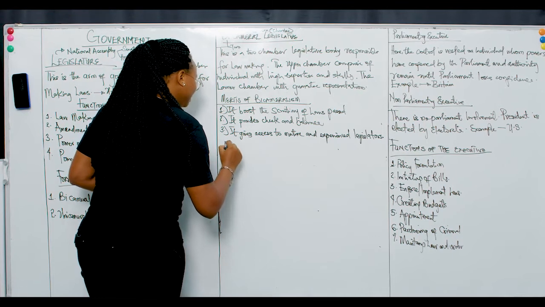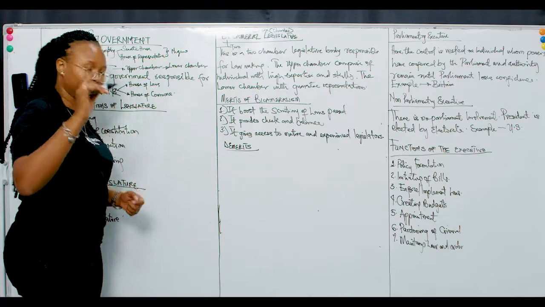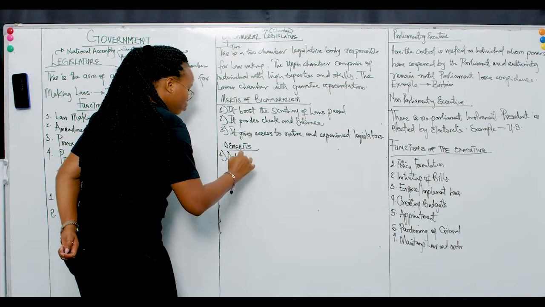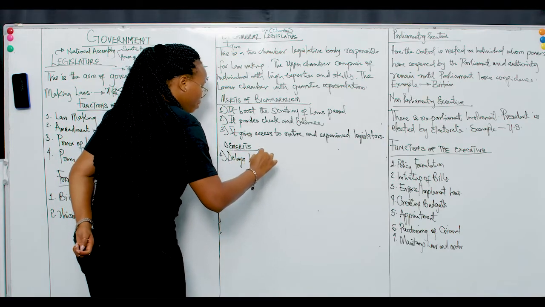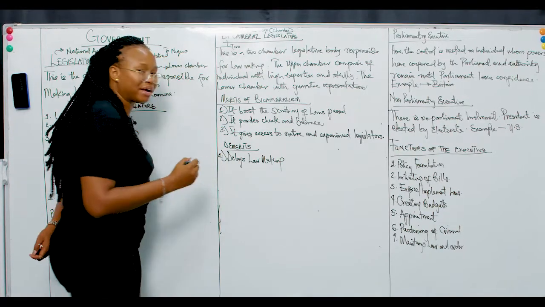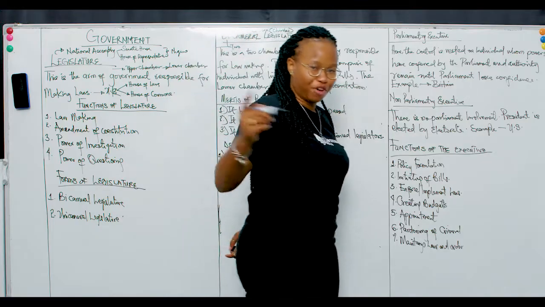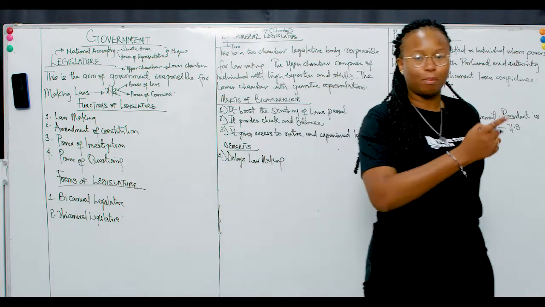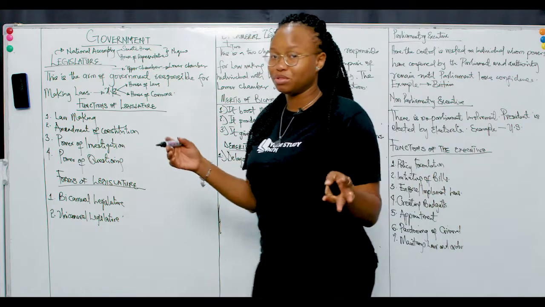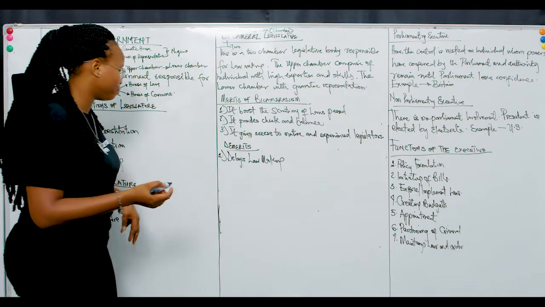Now, we've identified some benefits. However, what are the demerits of this system? Number one, it delays decision or lawmaking. So this is a major turnoff for the bicameral legislature. Knowing that laws have to be passed first through the lower chamber and then to the upper chamber increases the amount of time spent on making these laws, and those delays could be detrimental.